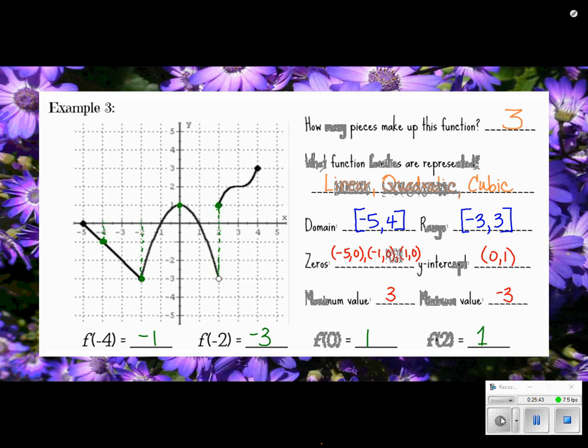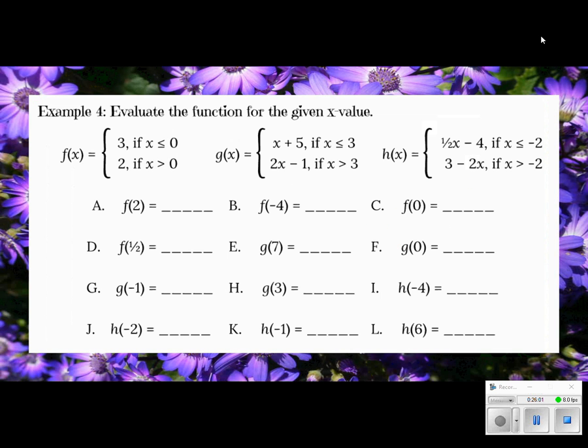So lots of different things that we can still talk about: domain, range, zeros, x-intercepts, y-intercepts, minimum, maximum. We could even talk end behavior. Our ends aren't really headed anywhere, but they could be. And then we can talk about individual x values, what y values we get. Now we have to worry about not having a graph. How are we going to figure out the answer?